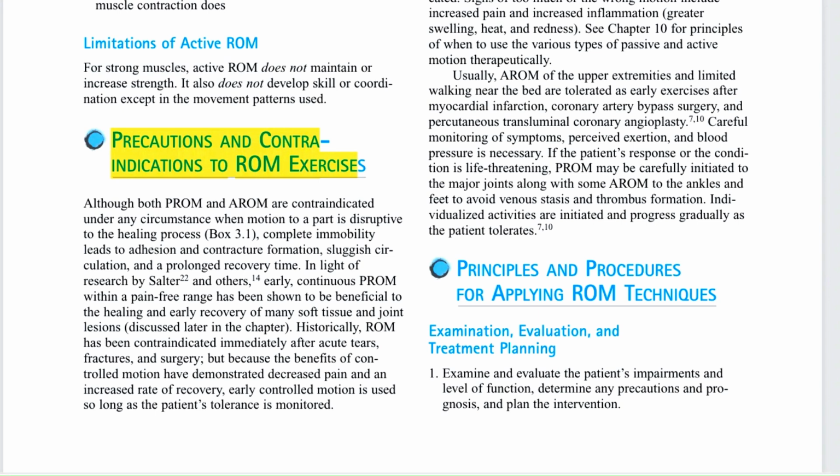Modern research shows that early, controlled movement is often better than complete rest. This is an important point, so we can highlight it. As long as the patient can tolerate it, you have to monitor the patient's condition, and if the patient can tolerate, you can start controlled movement in the early stages.